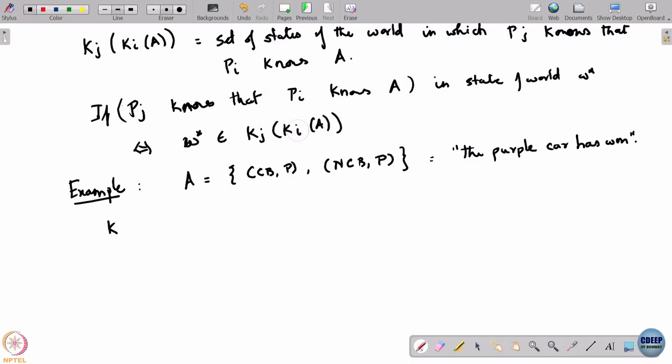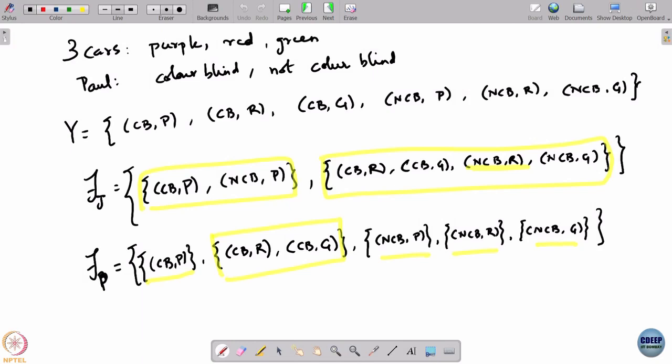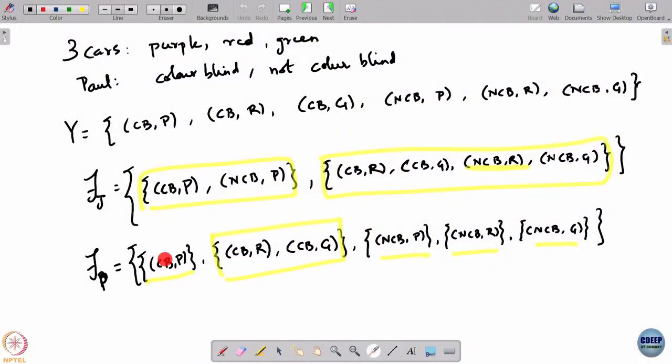So, now let's go back to the partitions that we had written. What are the states of the world in which Paul knows that the purple car has won? Paul knows that the purple car has won in this event. Why? Because this is a subset of the event A that I am referring to. He also knows that the purple car has won in this event, right? Because the element of the partition that this state of the world lies in is itself a singleton element, and that is a subset of A. Likewise, this state of the world is in a singleton element, which is also a subset of A.